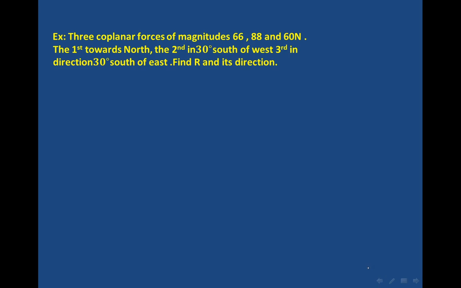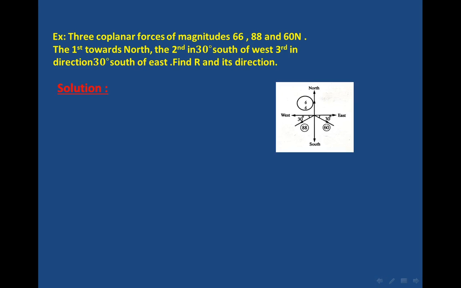The first acts towards the north direction, the second acts 30 degrees south of the west, and the third in direction 30 degrees south of east. Find R and its direction. Take care. The first acts towards north direction and the second in direction 30 degrees south of the west.